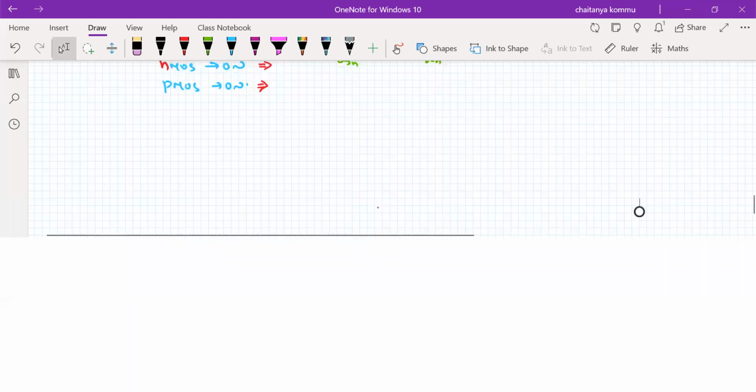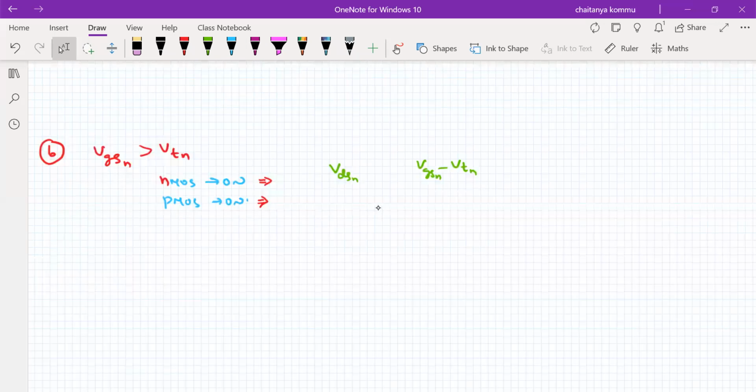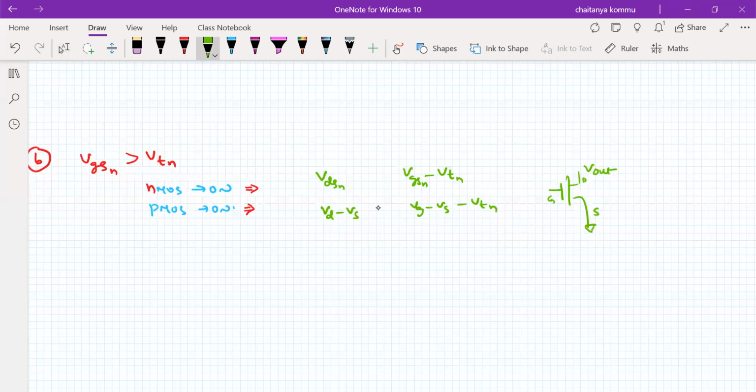So for the NMOS transistor, we will see the PMOS transistor after that. What is the VDS value? VD minus VS, and VGS minus VTN. So what is the VD value for the NMOS transistor? For NMOS, it's the drain, which is V out. The source is at ground. The drain is at VDD.